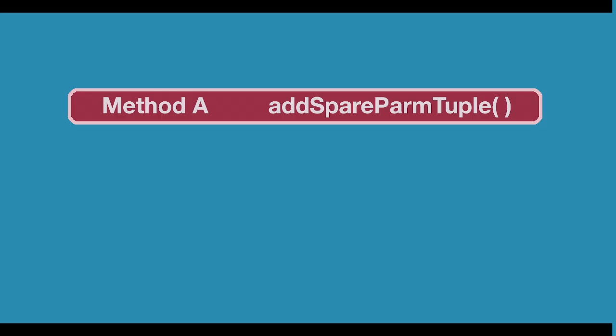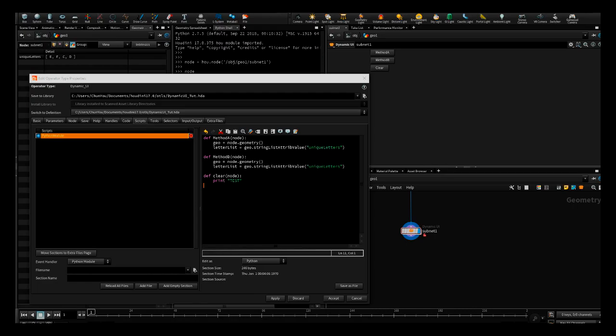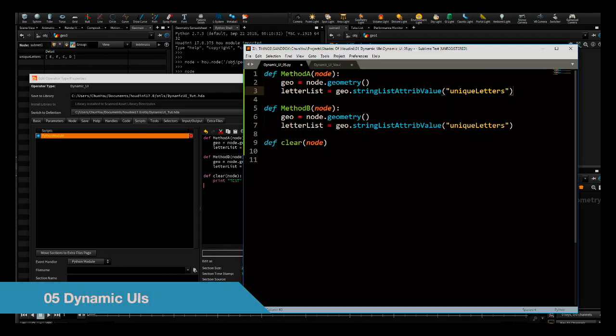Let's finally get to the meat of the tutorial, dynamic UIs. I'm going to go over two methods. Method A revolving around the addSpareParmTuple function, and method B around the ParmTemplateGroup concept. Now back to the Python module.